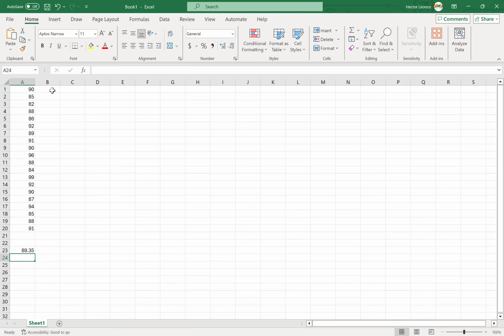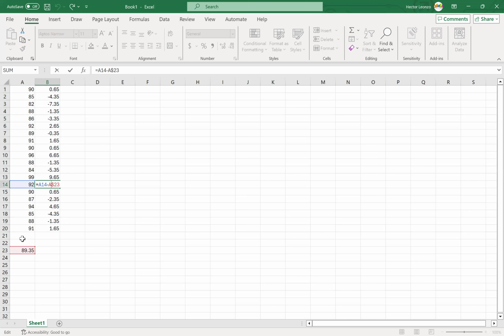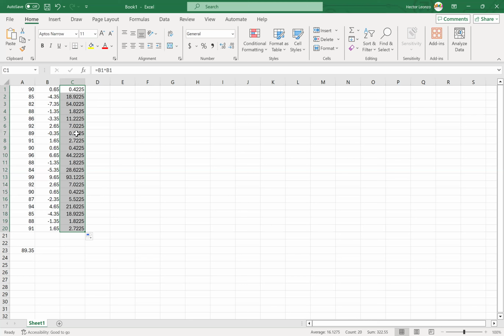Good. Now for each of these, let me see the deviations. I want to go equals this number minus the average. But remember, I want to lock it in. And then I drag this little dot. I'm going to check a random point. Yeah, A14 minus A23. Good, it worked. And then here I'm going to go B1 times B1. I double checked. Yep, it worked on all of them.